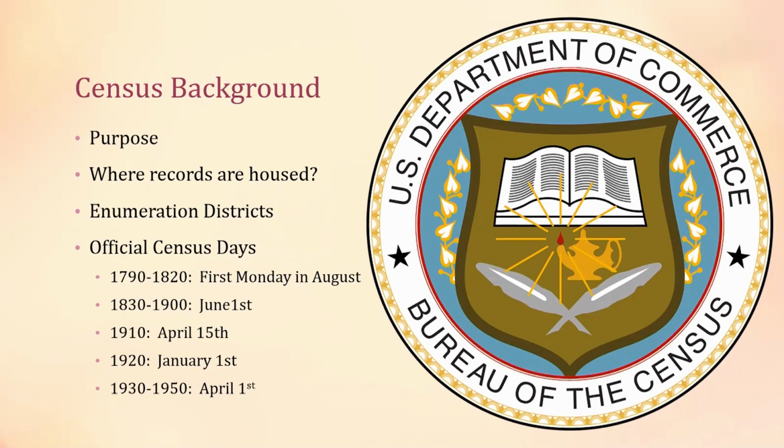From 1790 to 1820, it was the first Monday in August. From 1830 to 1900, it was June 1st. 1910, April 15th. 1920, January 1st. 1930 to 1950, April 1st. Enumerators and informants didn't always follow this guideline.